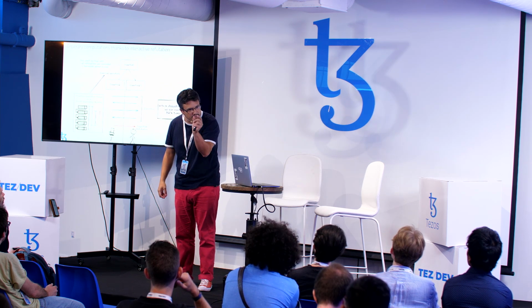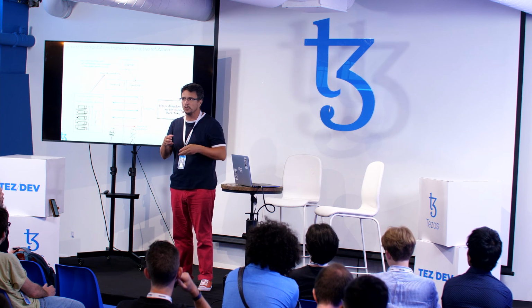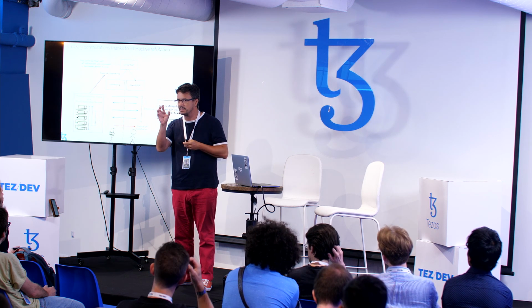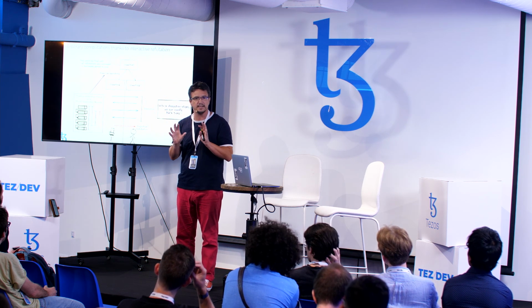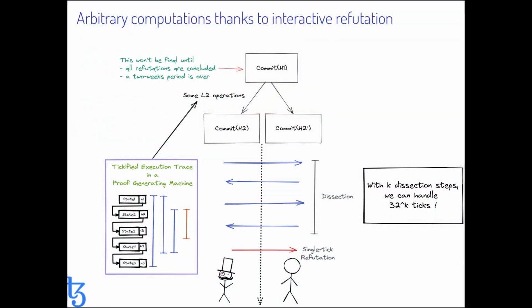And between each state, there is a very simple execution step, like, I don't know, updating a register, popping something from the stack. Okay? So these small steps are really simple, and we call them ticks. And if you agree on this one, but you disagree on the final state, it means that there exists a first tick in which you disagree. And the first step of the game is to decide what this first tick is.